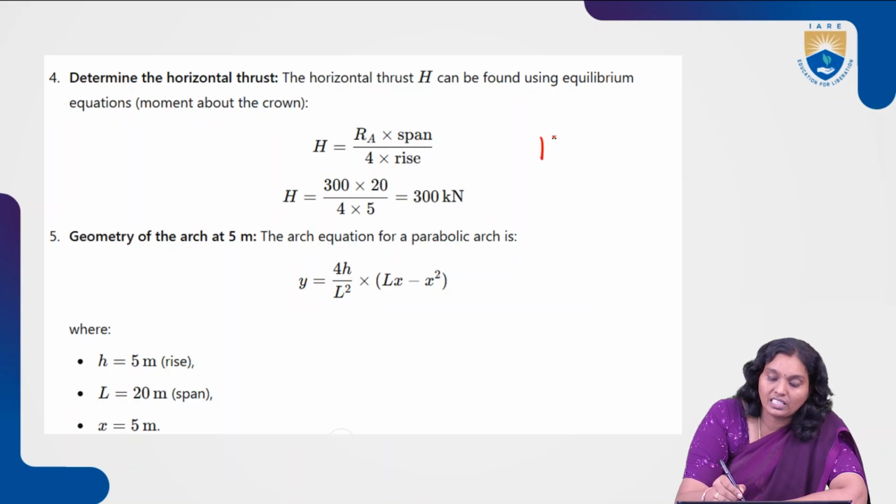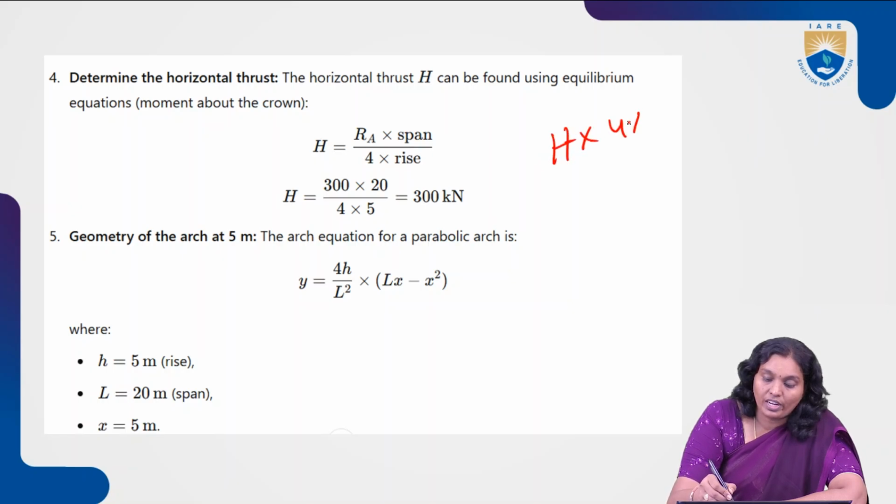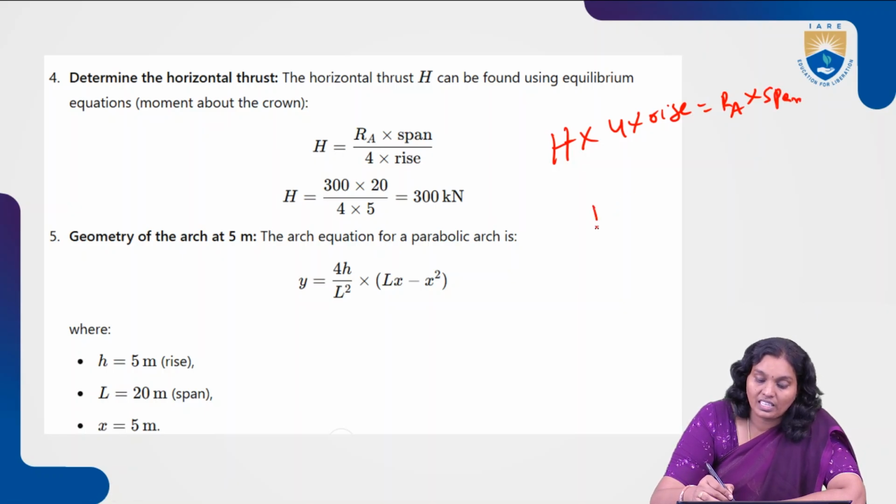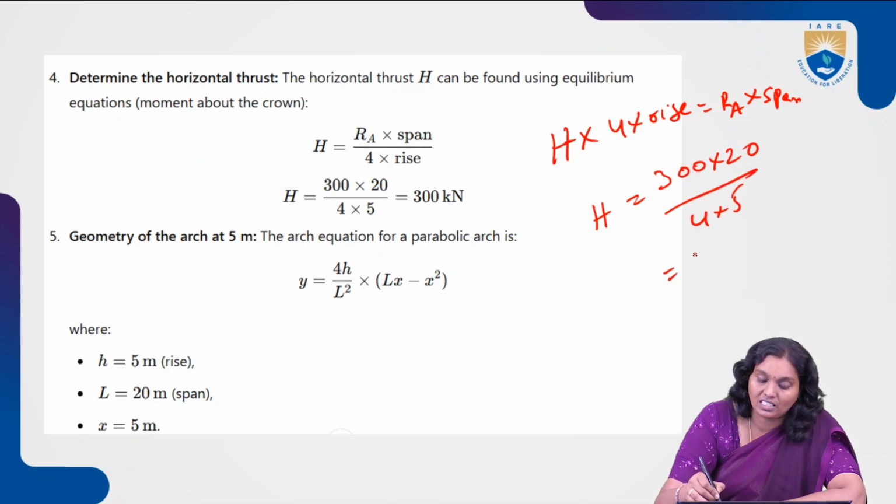Now H into 4 into rise is equal to RA into span. Now find out H: H is equal to 300 into 20 divided by 4 into 5. Finally that is equal to 300 kilonewtons.